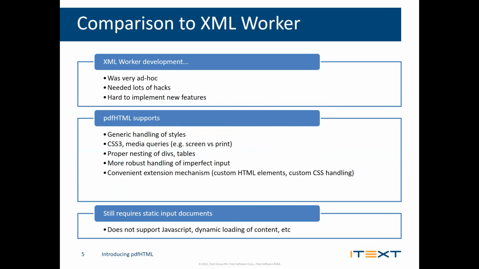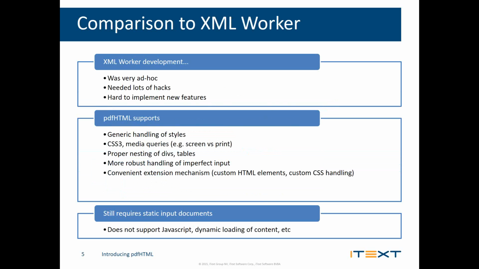For example, handling of styles. There is a style object in pdfHTML and in iText 7 itself that makes it easier to generalize styles for multiple types of objects. We also support multiple, well, not all of them, but multiple CSS3 attributes and media queries. So if you have a different viewport for screen or for print, you can select exactly what you want to show, or which CSS attributes you want to utilize.